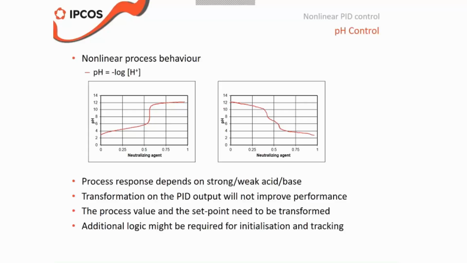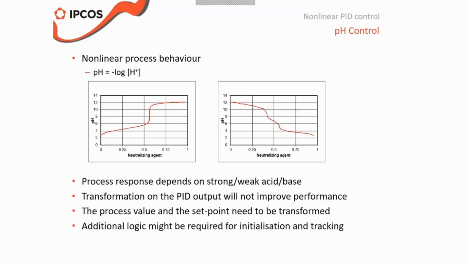Why is this very nonlinear? Well, basically because it's the log of the concentration of the hydrogen ions. This nonlinearity can change a bit depending on if the neutralizing agent is a base or an acid, and also if it's strong or weak. I mean, it can have a lot of different shapes. This is also, like I said, real process nonlinearity.